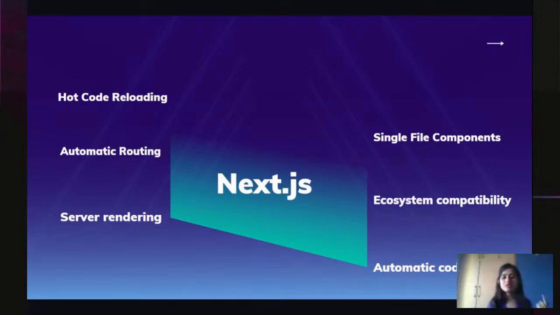Another thing is ecosystem compatibility. JavaScript and Node.js are also supported by Next.js. And the last thing is automatic code splitting. If you have some code, the code will get automatically split by Next.js, and it will load only the particular part of the code that is required at that time. So this is how it will make things much faster.